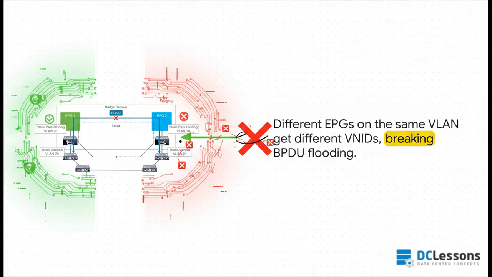Now here's the killer detail. ACI assigns that internal VXLAN identifier, the VNID, based on a combination of the EPG and the VLAN pool. Since these are different EPGs, they get different VNIDs, even if they're in the same bridge domain. This completely severs the flooding path. The BPDU from switch 1 never ever reaches switch 2. Spanning tree is broken, and you've just created a loop.